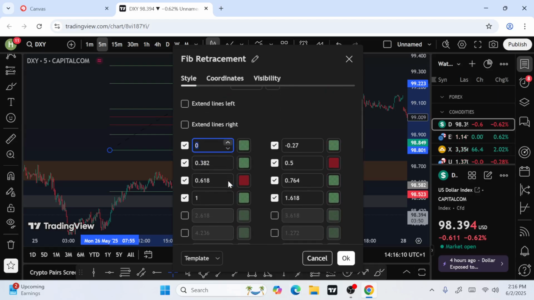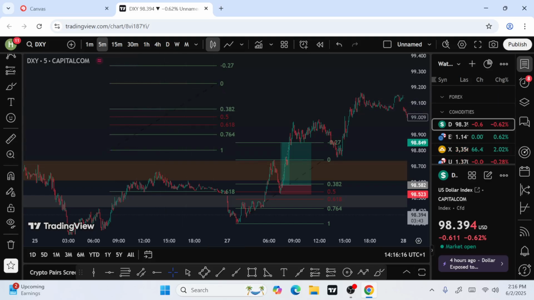You can see it now. So I set minus 0.27, set 0.5. But once you set it, everything will show here. Are you getting it now? So that is how to set up your Fibonacci. All right.